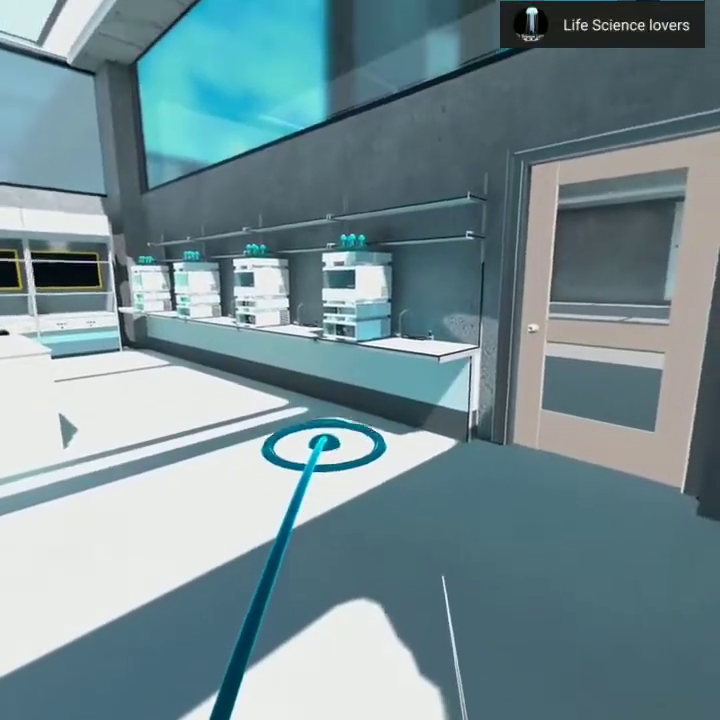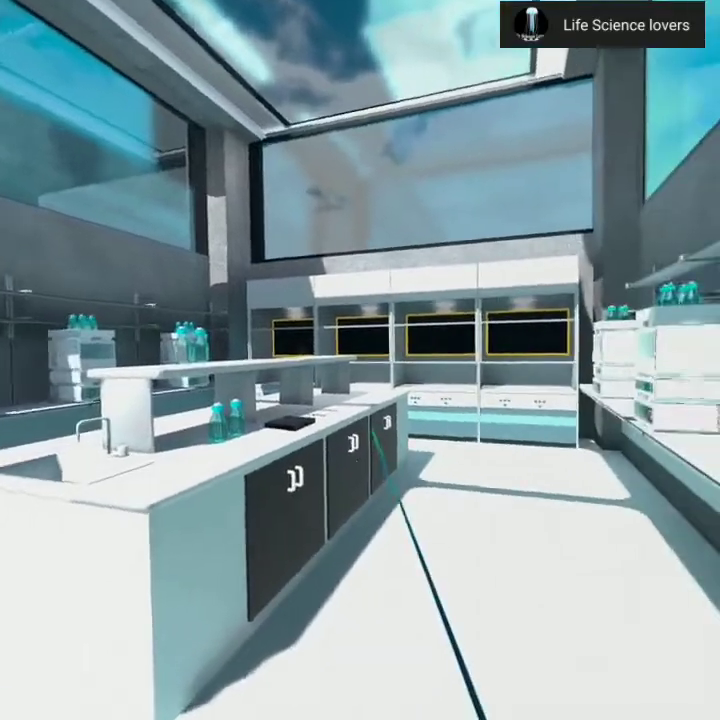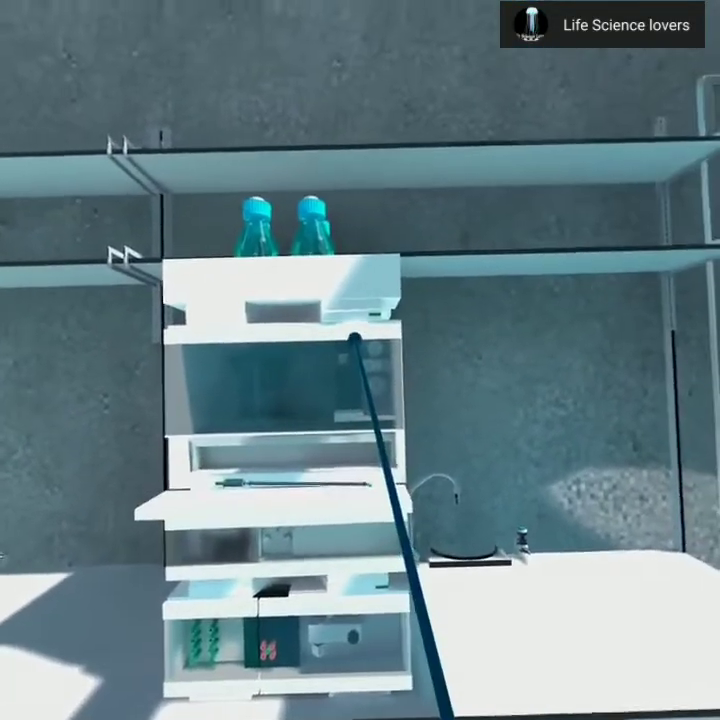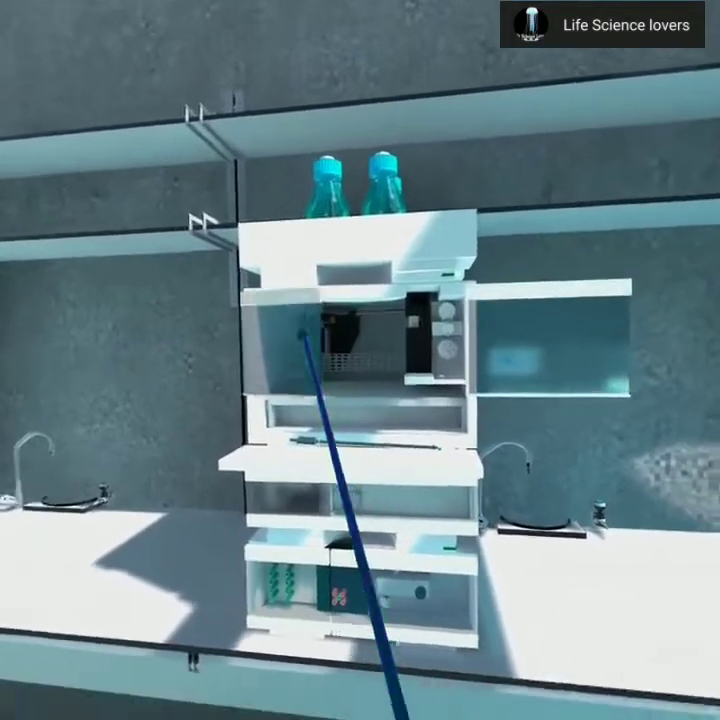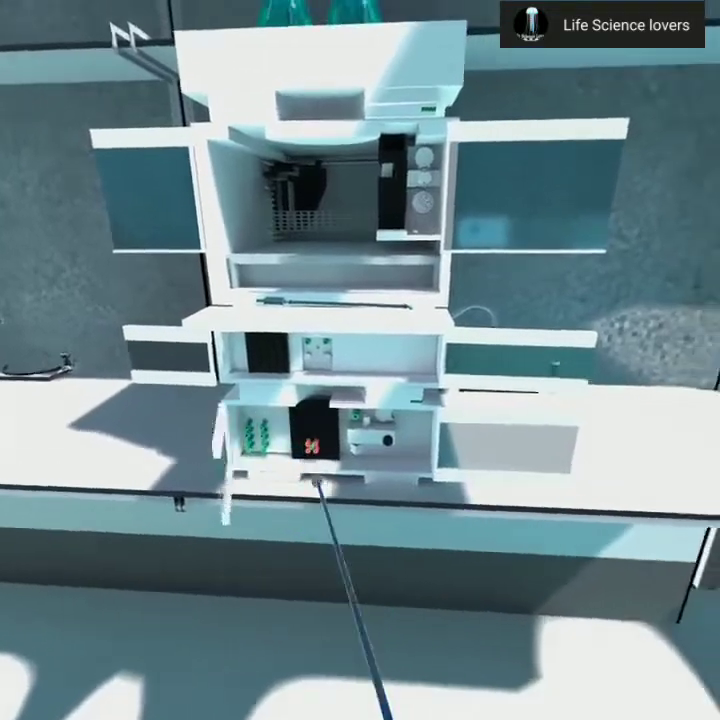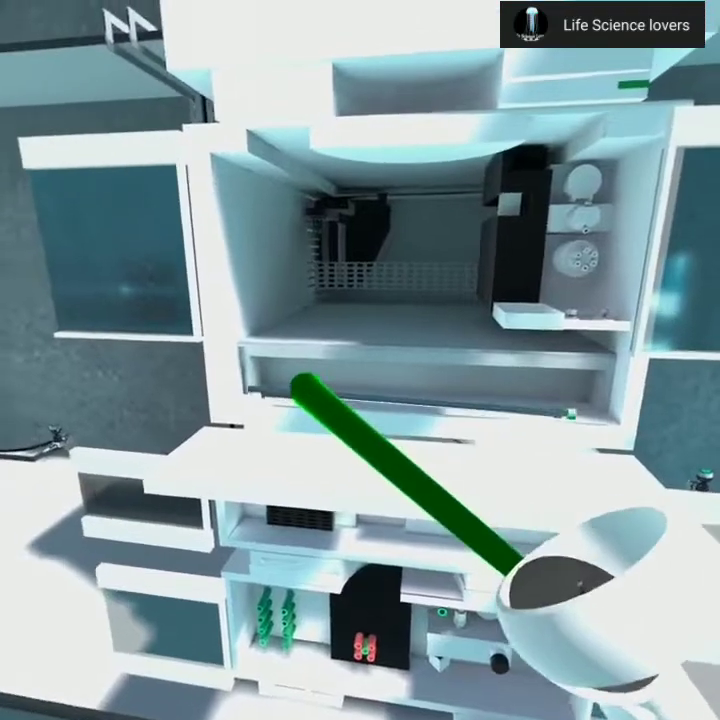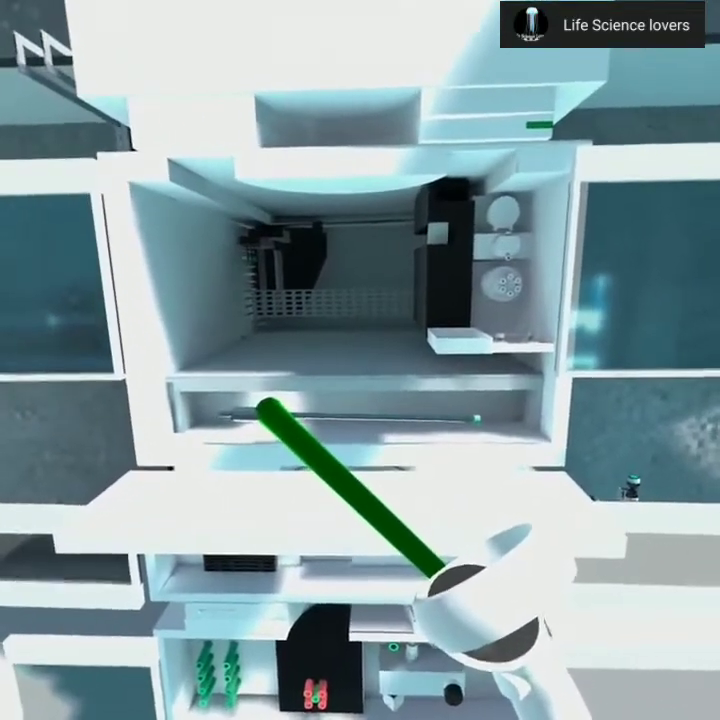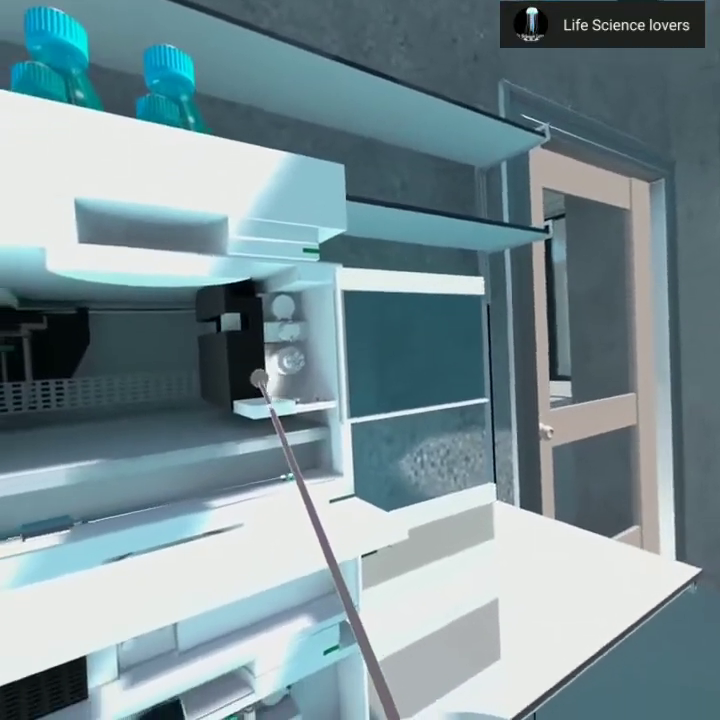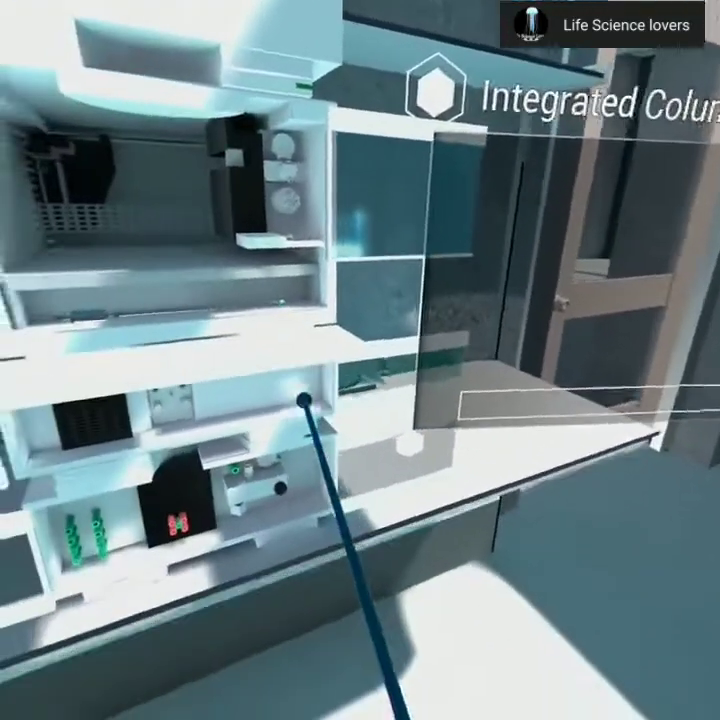training, where we have a range of HPLCs, so Agilents, laid out so that students can use them, and also interact with each of the components, being able to cover different aspects of the system, look at how it's used, but also pick out different components, place them as desired in the system, and also look at further information on the system itself as well.